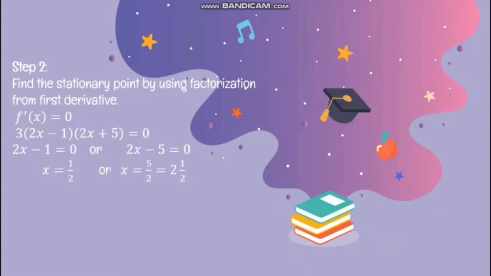Step 2. Find the stationary point by using factorization from the first derivative. First derivative f'(x) equal to 0. 3 multiplying 2x minus 1 multiplying 2x minus 5 equal to 0. 2x minus 1 equal to 0, or 2x minus 5 equal to 0. x equal to a half, or x equal to 5 over 2 equal to 2 and a half.